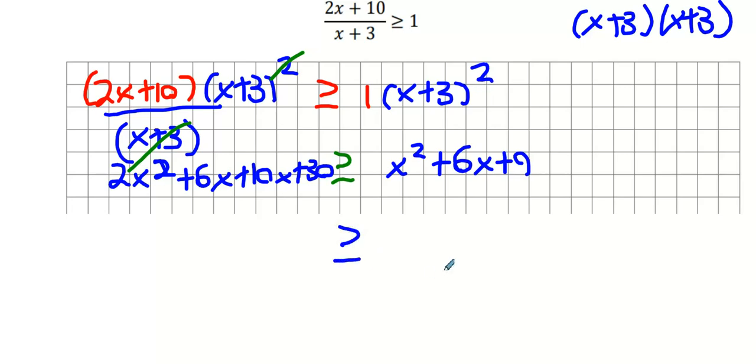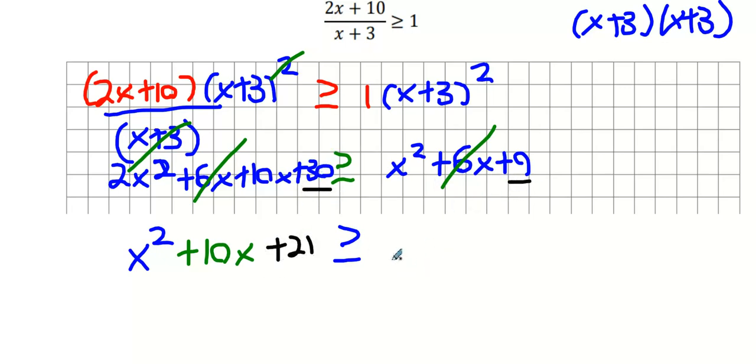Form a quadratic. What's 2x squared take away x squared? x squared. 6x is on both sides, isn't it? Cancels. What's that leave behind? 10x. And then 30 take away 9.